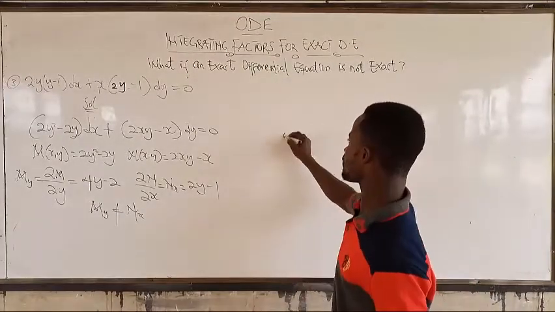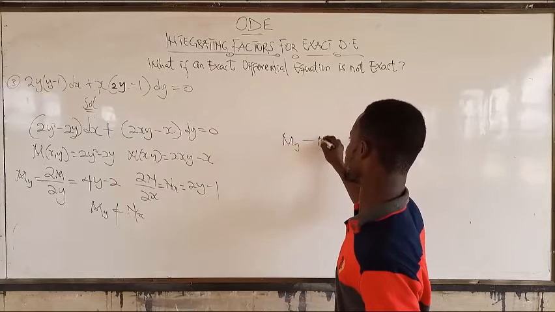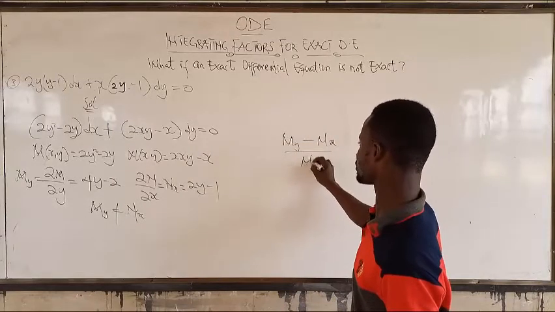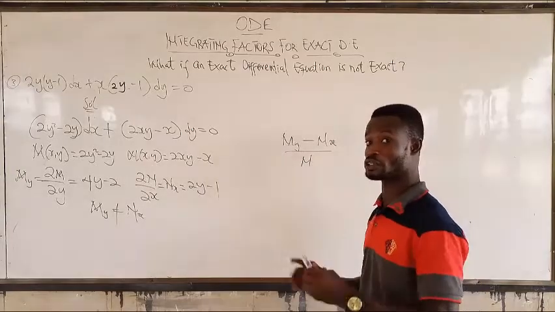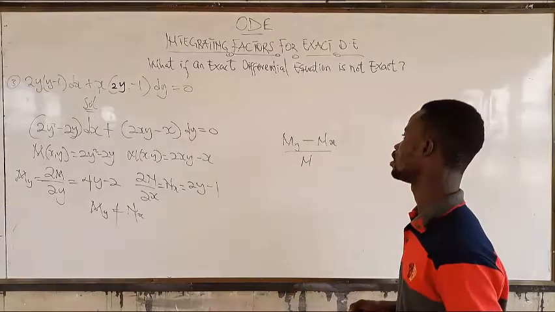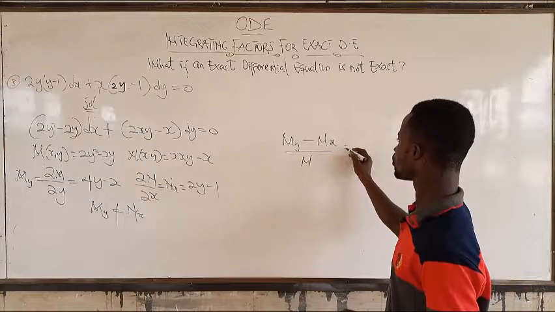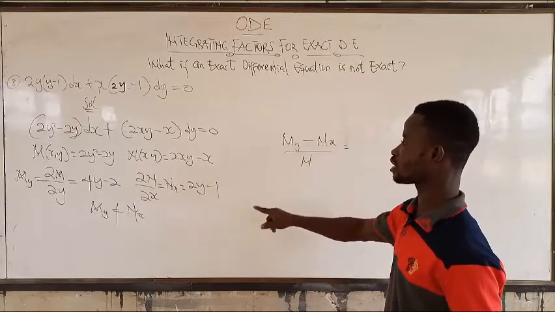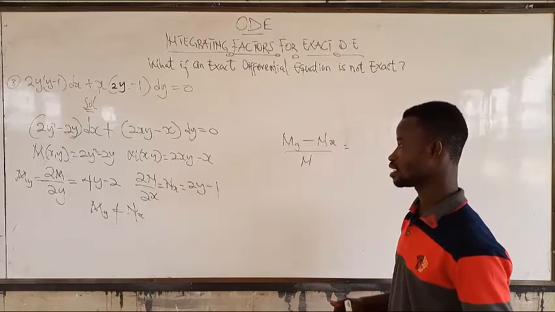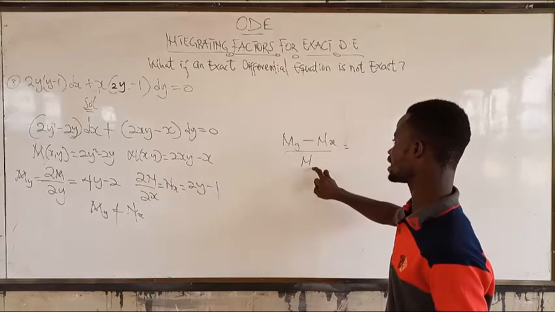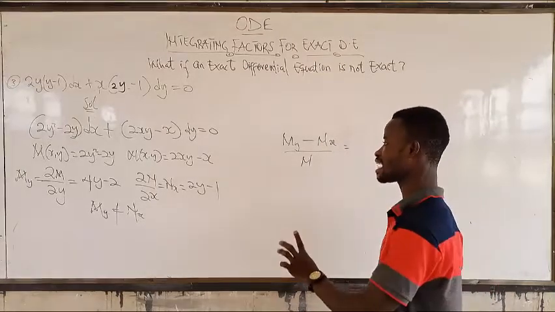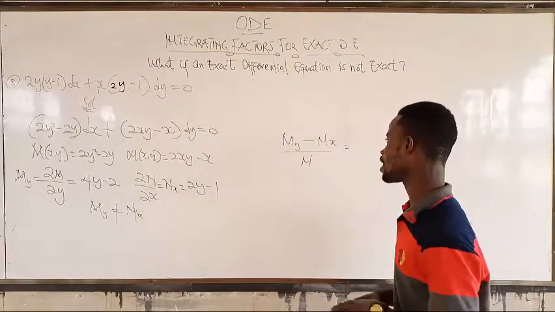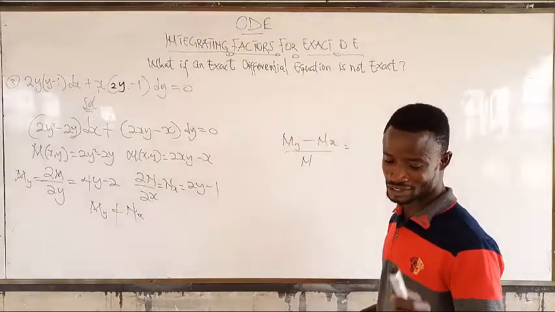We know whenever we subtract M_y from N_x, we divide by N. It's easy for you to know the formula. Now, when you subtract this from this, what will you get? And when you divide by this, what will you get? You can see that that is going to help us. In fact, I don't know if you have seen it or not, but let's try it and see.